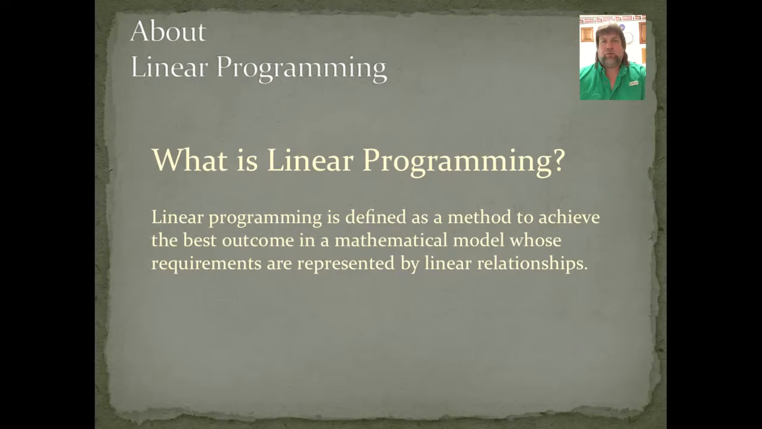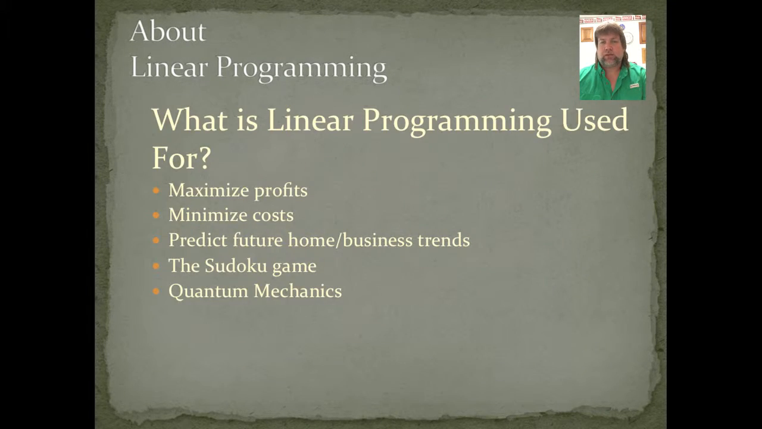What is linear programming? Linear programming is defined as a method to achieve the best outcome in a mathematical model whose requirements are represented by linear relationships. These linear relationships are often called inequalities.